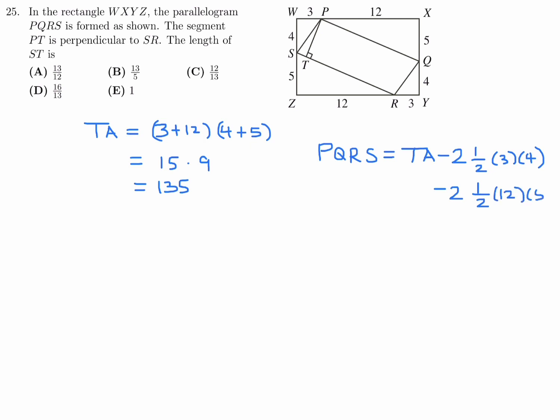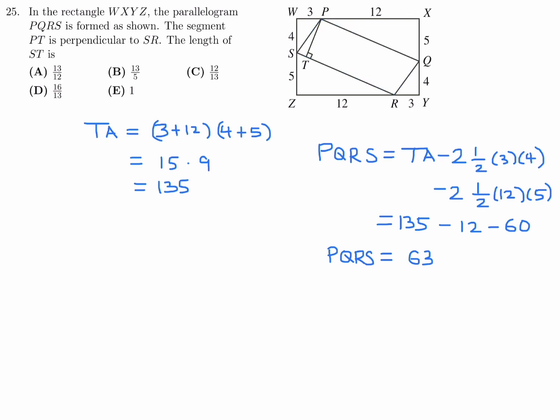2 times 1/2 base times height, which is 12 times 5. Well, total area I just got was 135, and this looks like 12 and 60. So 135 minus 12 minus 60, and that is 63. So that is my area of PQRS.